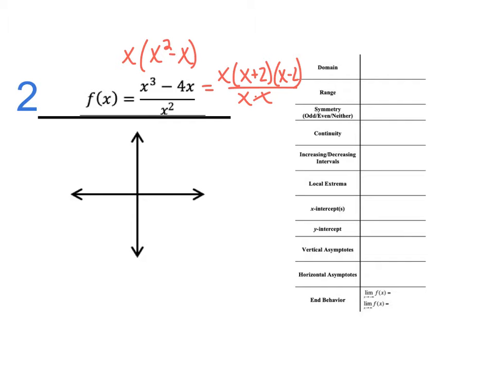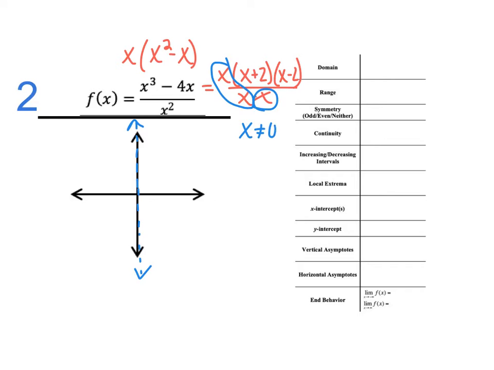Just kind of helps me see any unique factors, because this would cancel, and I still would have a remaining x factor in the denominator, indicating that there is a vertical asymptote at x equals 0, since that's going to be the restriction in the denominator that x cannot be 0. So my domain will definitely break there at 0.